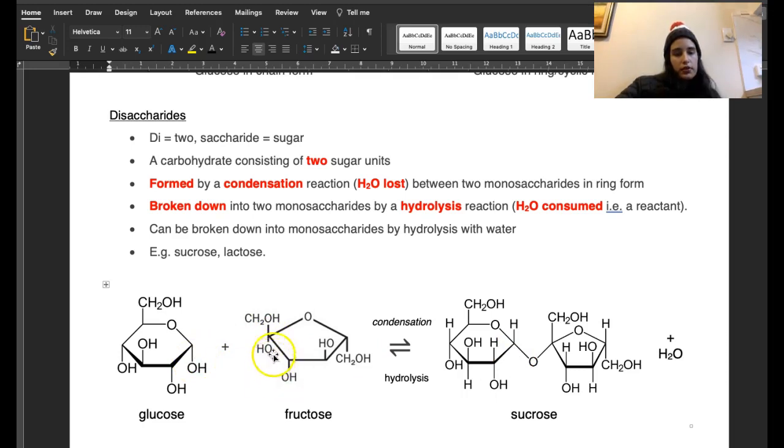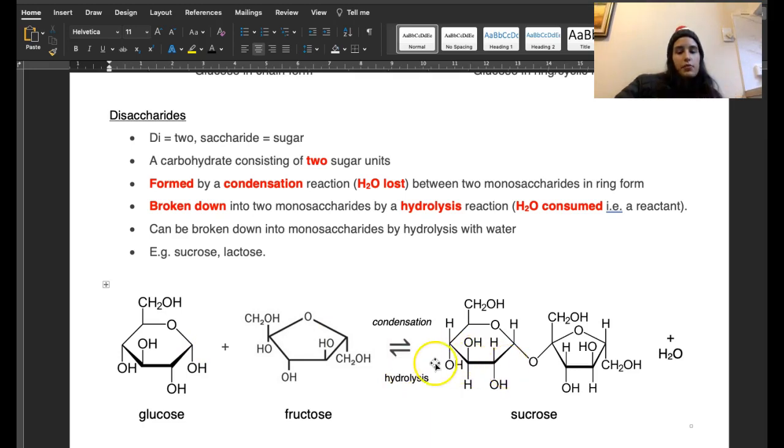And so therefore, we've lost this OH and that H. And we've lost water. Okay? That's a condensation reaction. When you get two monosaccharides, you form them together, you lose water. Right? Condensation reaction, losing water. It doesn't only happen with carbohydrates, it happens with lots of different reactions. It's a special form of reaction called a condensation reaction.